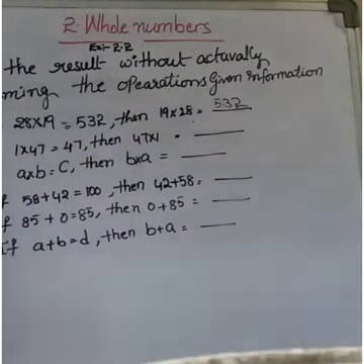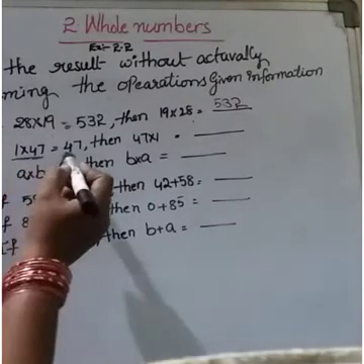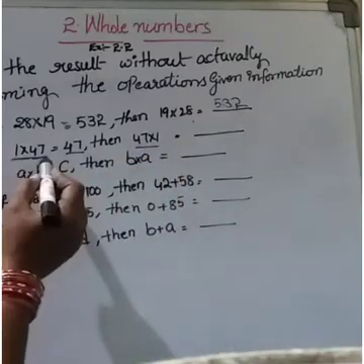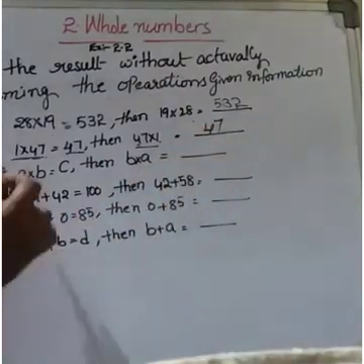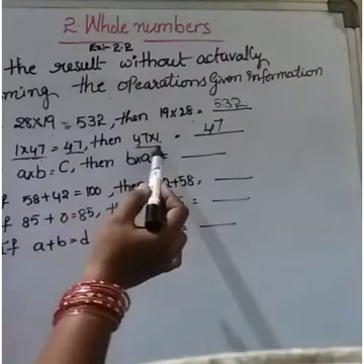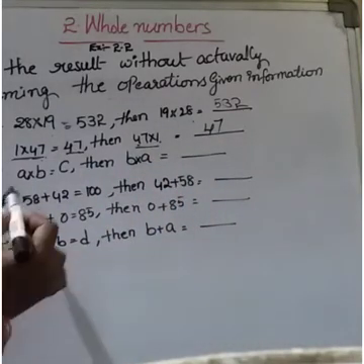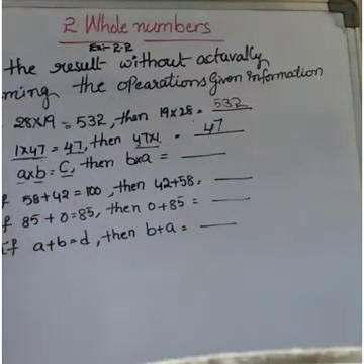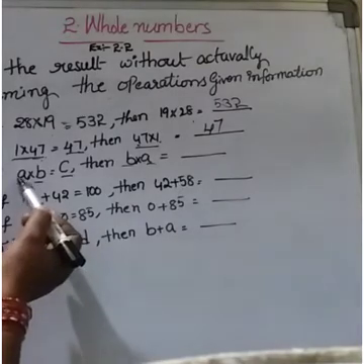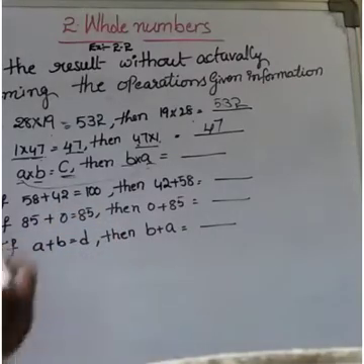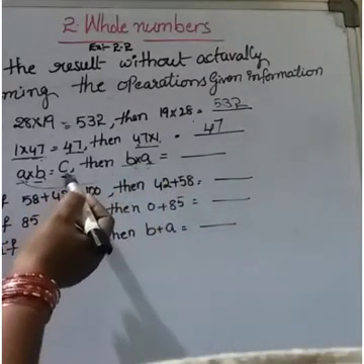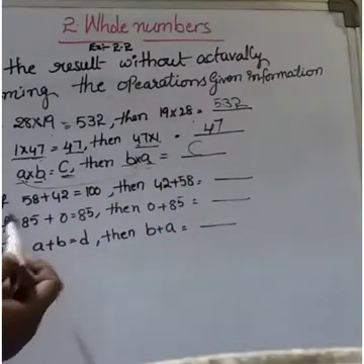Next, second one. 1 into 47, then 47 into 1. When we multiply any number by 1, we get the same number. Here 1 into 47 is 47, and 47 into 1 also 47. Okay. Here A into B, the product is C. Then B into A, what do we get here? Here also the same answer, because only the place is changed. The product is also equal. A into B equal to B into A. So the answer is C.